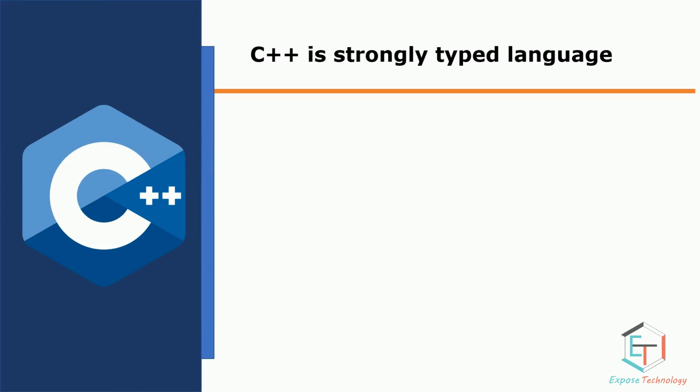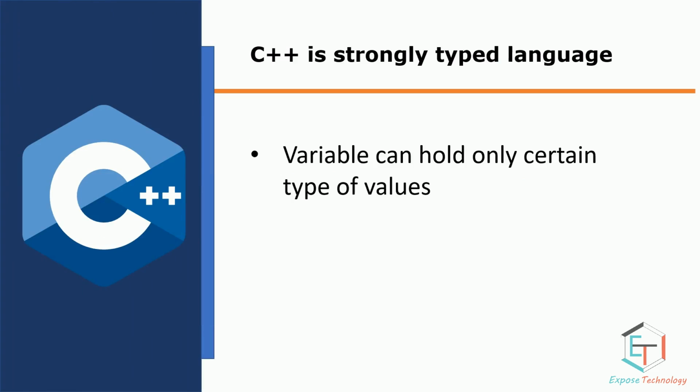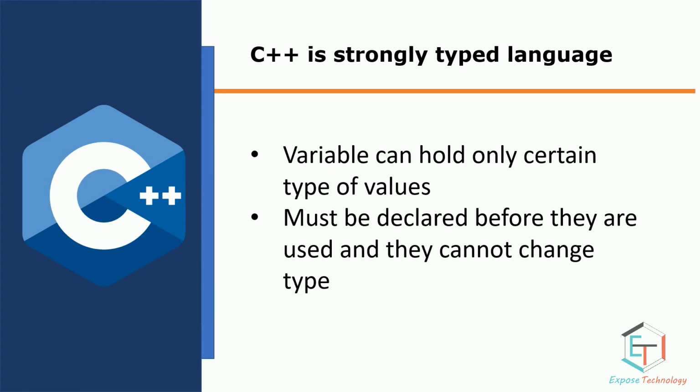Remember, C++ is a strongly typed language. This means a variable can hold only certain types of values. Variables must be declared before they are used and they cannot change type. For example, we have a variable age which is of data type integer because we are storing 20 in it. Then we can't change the data type of age in future, or assign any value other than an integer to age. Here age is equal to abc is invalid.